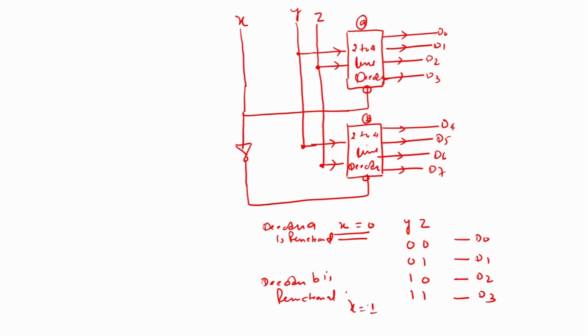When X is equal to 1 and again the value of YZ are 0 0, then this is 1 0 0, which means D4 is active; similarly 0 1, D5 is active; 1 0, D6 is active; and 1 1, D7 is active. In this way we will find the design here.